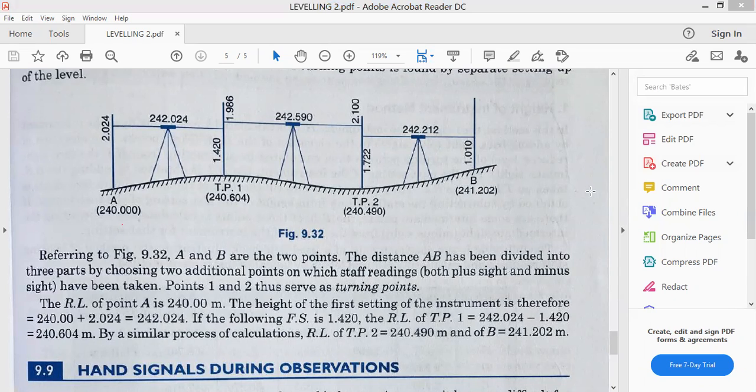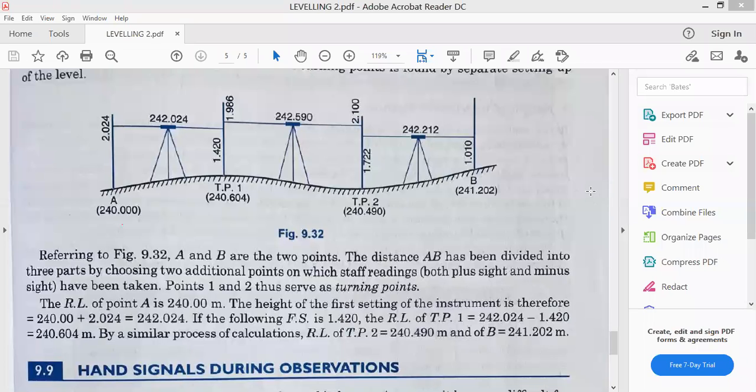Set up your instrument and note down the backside reading on the benchmark, 2.024. Once you get the backside reading, calculate the height of instrument. Next go for the foresight reading on the change point, turning point TP1. The foresight reading is 1.420. Calculate the RL of TP1, which is height of instrument minus foresight, that is 242.024 minus 1.42. You will get the RL of TP1.